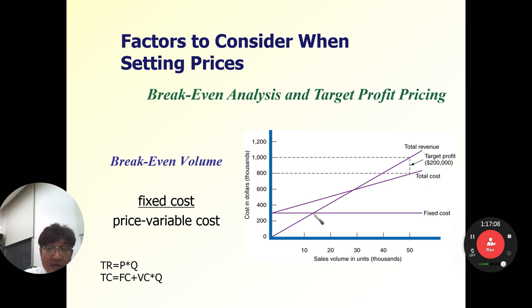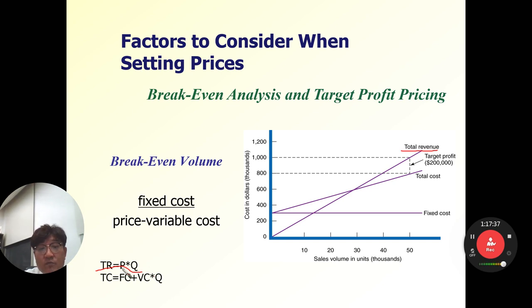Now the question is, can you tell me what is the price for this product? You need to think about this. How to calculate total revenue? Total revenue is over here. Total revenue is P times Q.